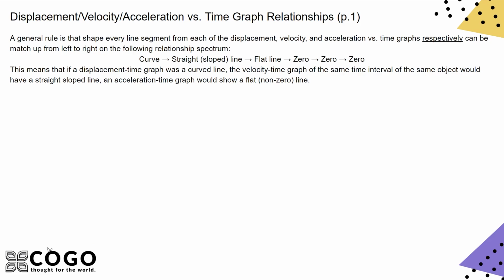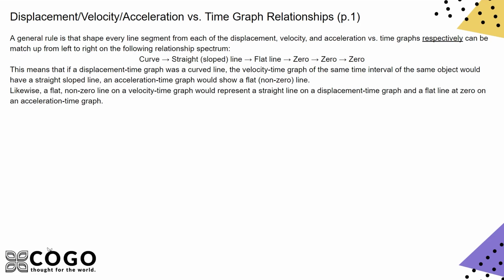This means that if a displacement time graph was a curved line, the velocity time graph of the same time interval of the same object would have a straight slope line. An acceleration graph would show a flat non-zero line. Likewise, a flat non-zero line on a velocity time graph will represent a straight line on a displacement time graph, and a flat line at 0 on an acceleration time graph.